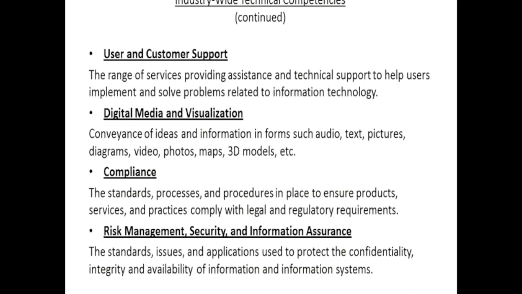And then the next one, this is just a continuation of the list. Again, you can read user support, digital media. Now, compliance tends not to be a sort of program track, so that's a little different. And risk management and security and information assurance, well, of course, we do see programs, or certainly certificates, around various aspects of security, cybersecurity, and information assurance in those fields. But again, this one's a little more cross-cutting.